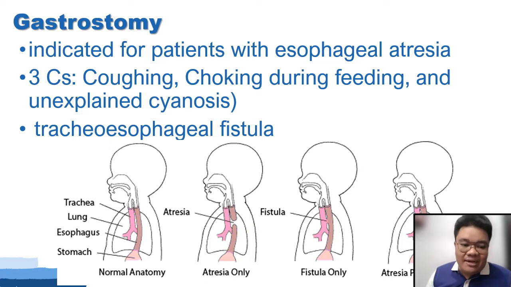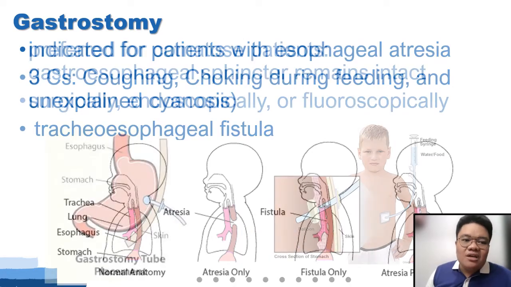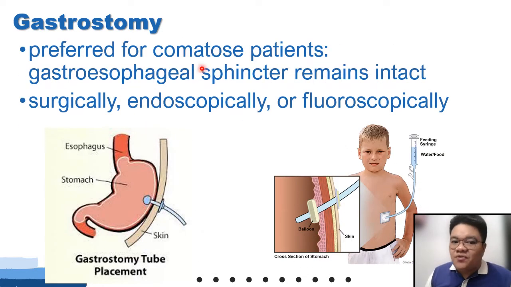Okay? Now, it's also preferred for comatose patients. Why is it preferred for comatose patients? Because the gastroesophageal sphincter usually remains intact among comatose patients. What do I mean by that? Class, recall that from your esophagus going towards your stomach, you have your gastroesophageal sphincter.